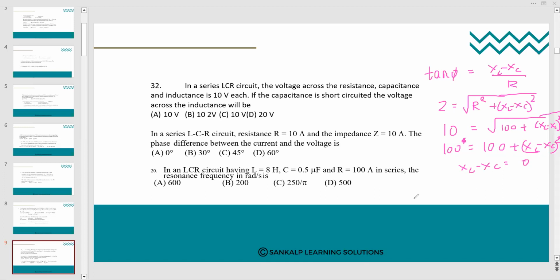So what I told you, what did I tell you here? Tan phi is equal to what? XL minus XC divided by R. So XL minus XC is 0 divided by R, keep it as it is. So this is nothing but it is equal to 0. So tan phi is equal to 0. In the given options there is 0 degree, 30 degree, 45 degree, 60 degree. So therefore option A is the correct answer here. Option A is the correct answer. Okay.